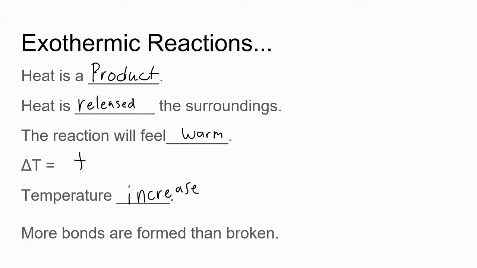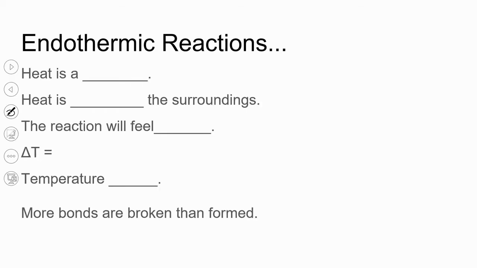Before we move to the next slide. Okay, let's get our pen back over here. All right, how about for endothermic reactions? Heat is a reactant or product for endothermic reactions. So last one was a product, so this one, these are just opposites of each other. So this one's a reactant.